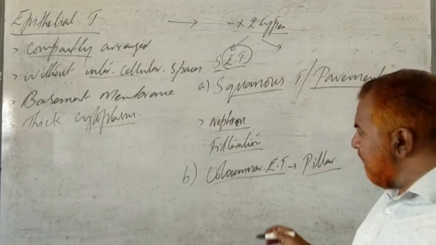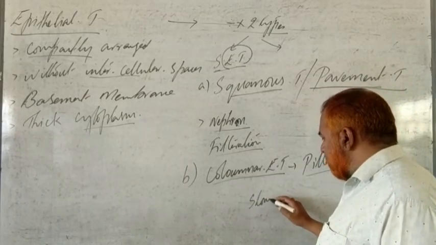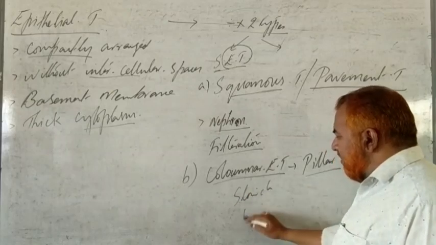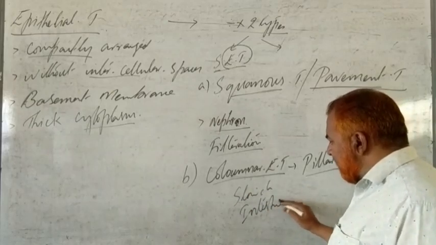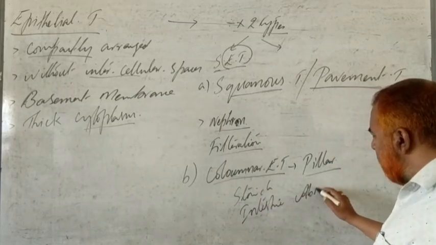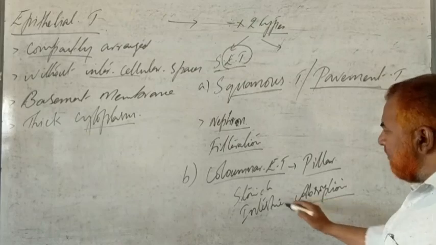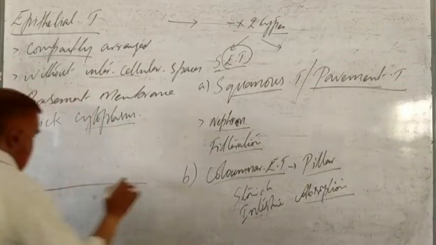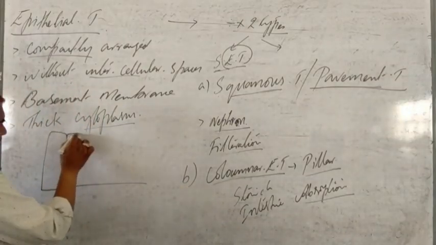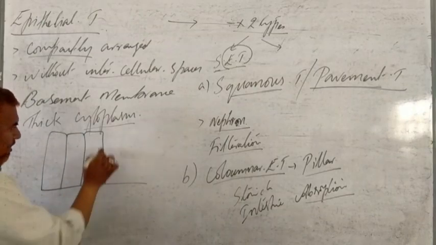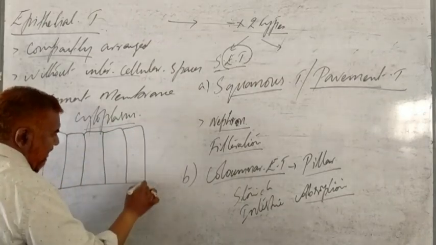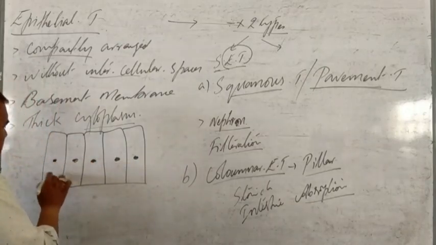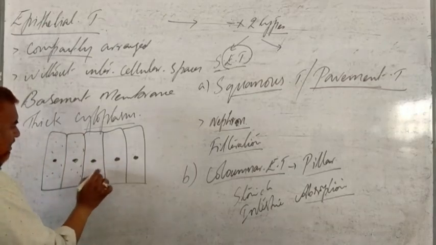Understand? Columnar epithelial tissue is found present in the stomach and intestine, and it helps in absorption. Why are they known as columnar? Because the cells are arranged like columns, one after the other. Pillar-like cells are arranged, having a dense cytoplasm and a prominent nucleus in the center. These are nothing but columnar epithelial tissue.